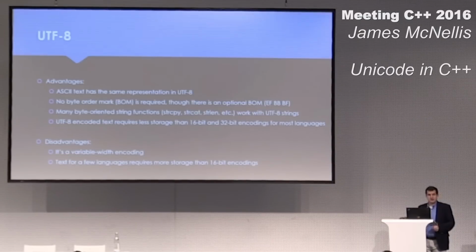Disadvantages, it's a variable width encoding, so we can't just iterate over the elements of a std string containing UTF-8 text, for example, because, well, that's not going to give you the characters, it's going to give you just those individual code units. And finally, text for a few languages does require more storage than 16-bit encodings, and we'll see the list in a minute.